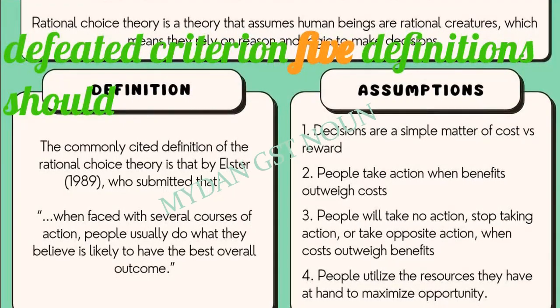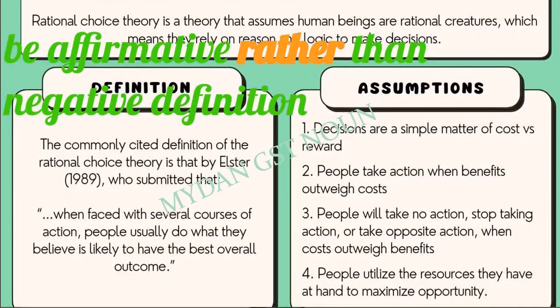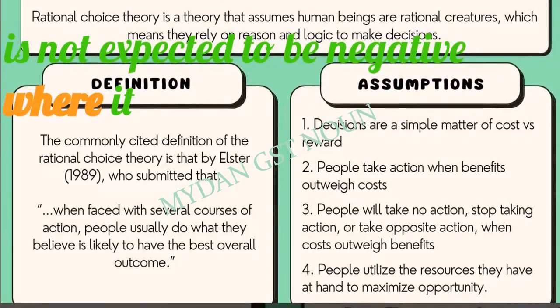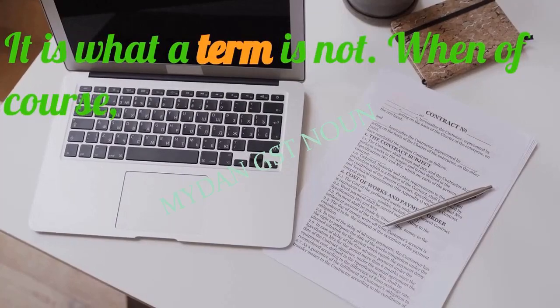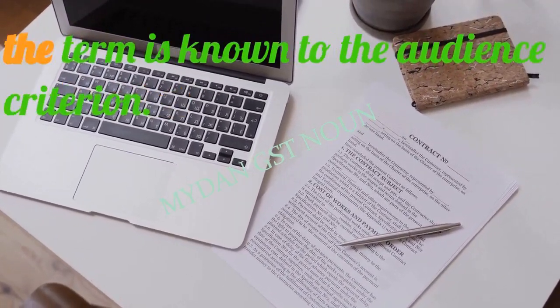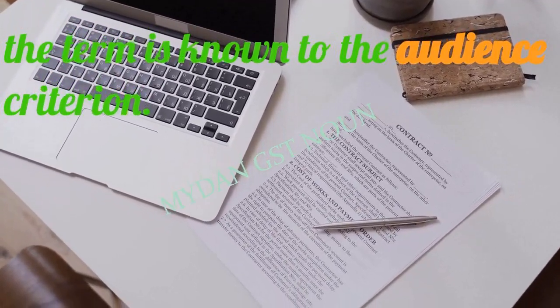Criterion 5. Definitions should be affirmative rather than negative. A definition is not expected to be negative where it can be positive. It should not say what a term is not, when of course what is meant to be achieved is to make what the term is known to the audience.